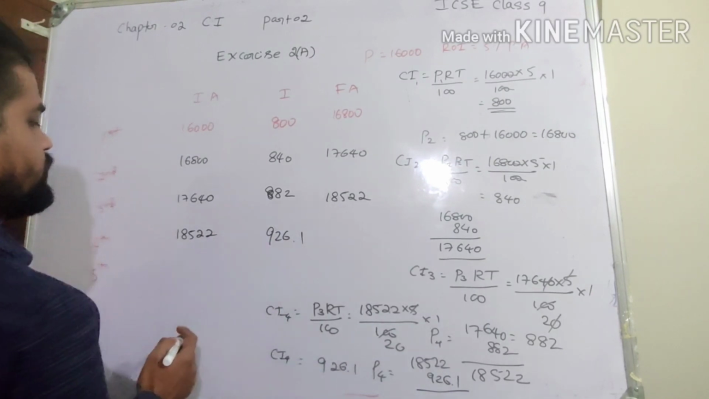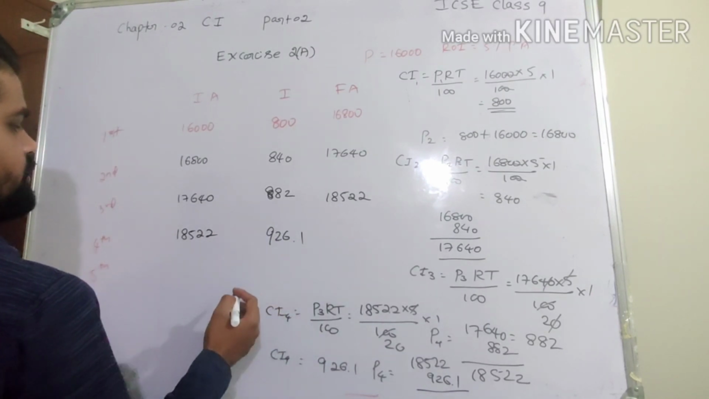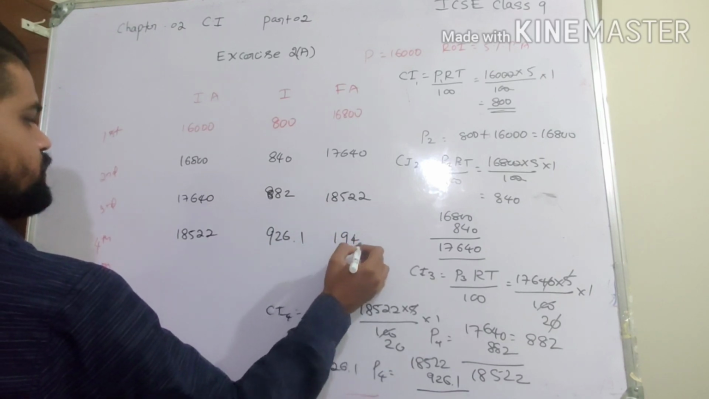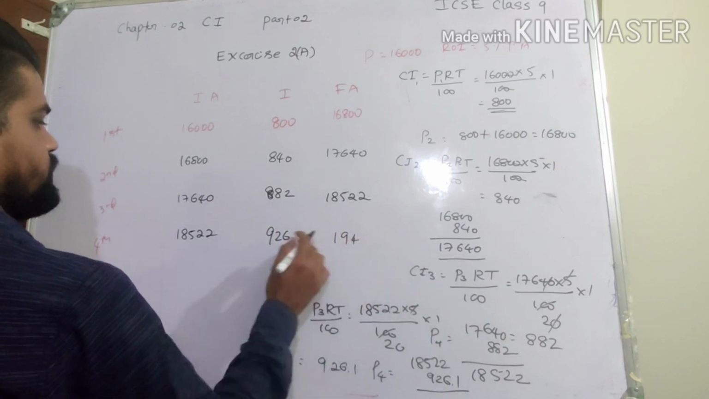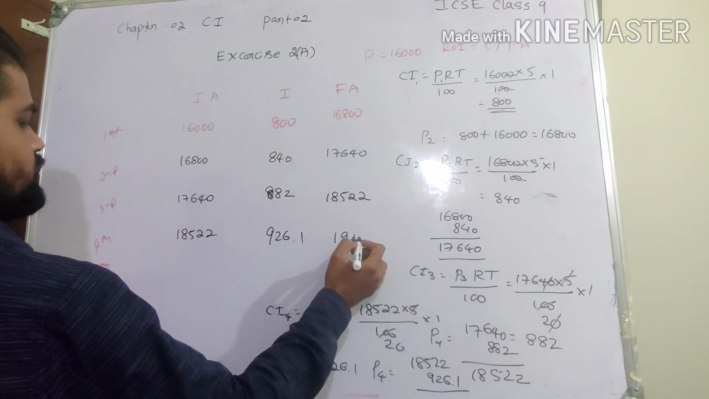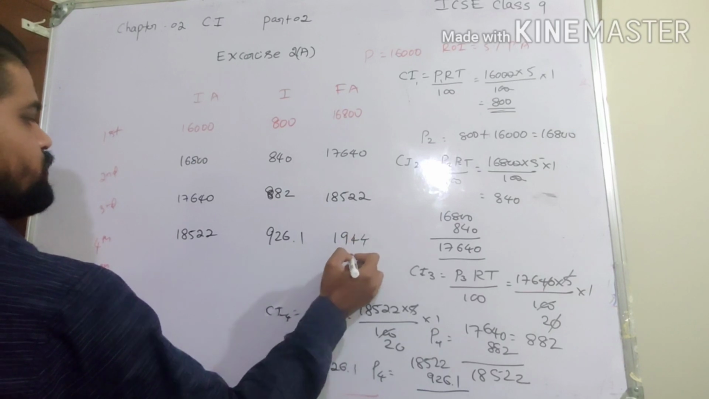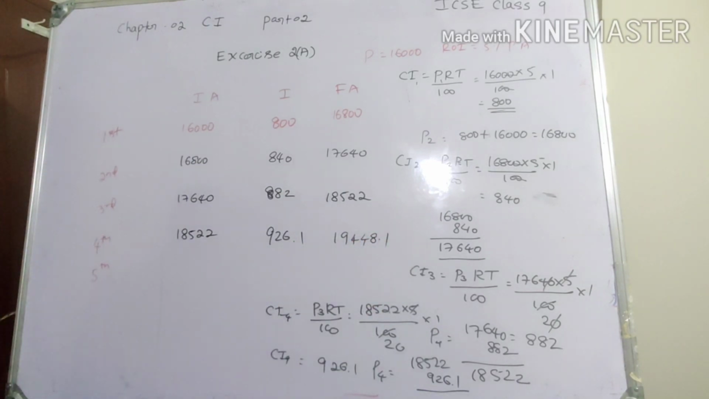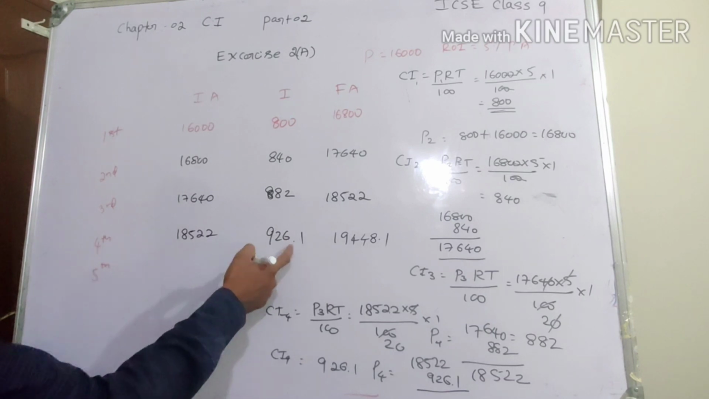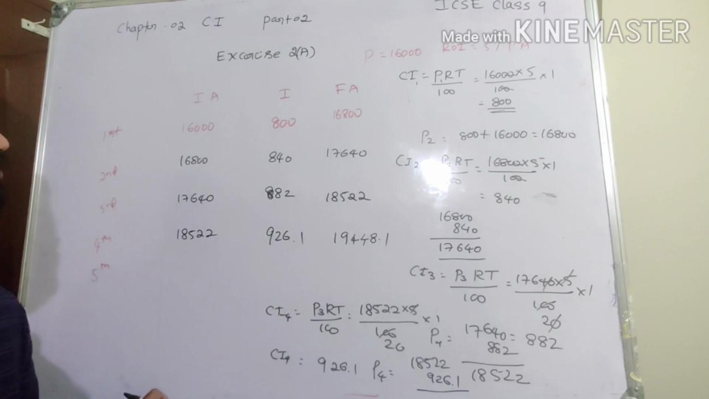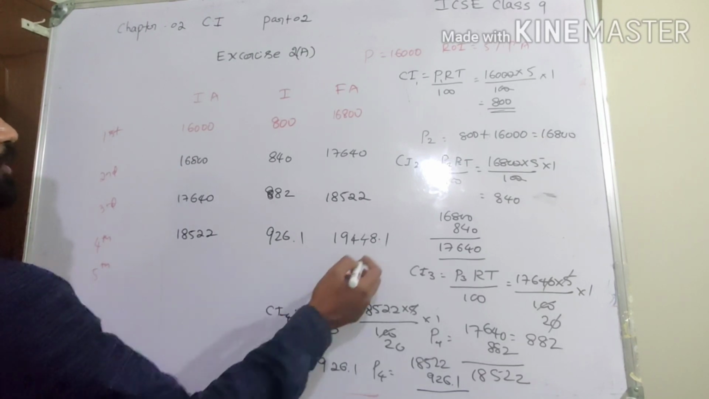So I can add it here only. 6 plus 2 is 8, 2 plus 2 is 4, 26 plus 22 is 44, 48, and then 194. Everything is correct. So that gives 19,448.1.